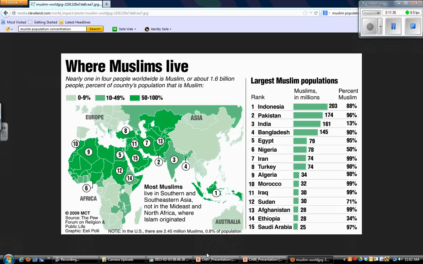Let's see. Which of the following religions is not an important religion in India? So be able to know what religions are important to India. There's several we talked about.